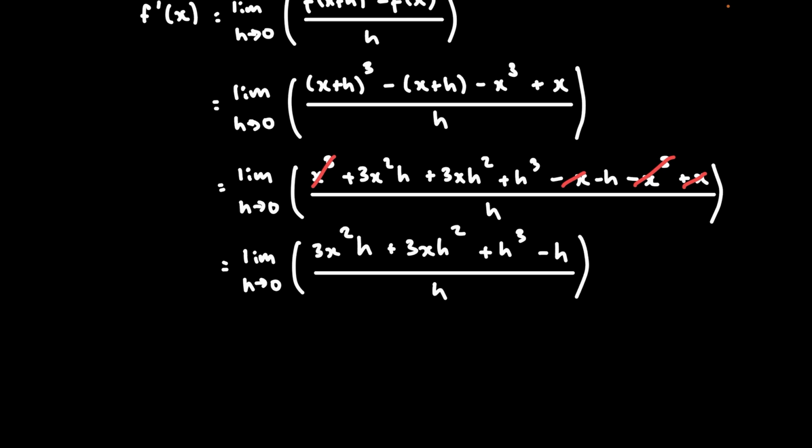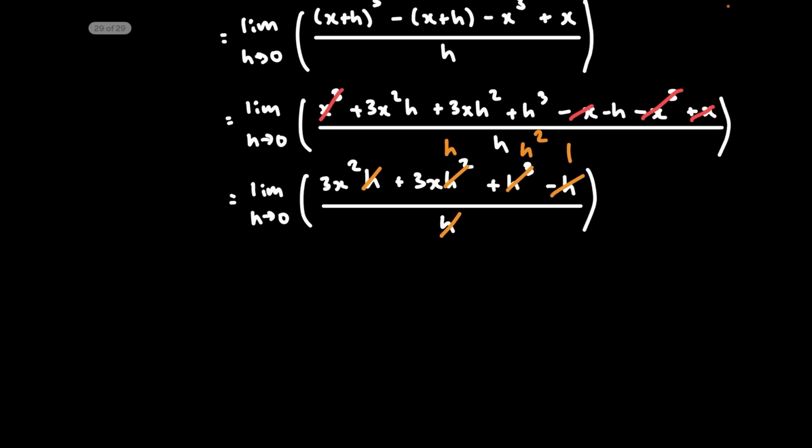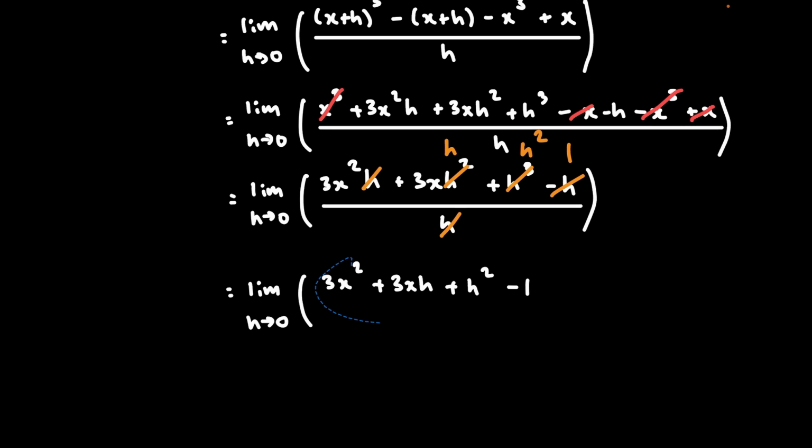So now we can simply start cancelling out the h terms. We can cancel out an h here and here. Here we cancel it out to get left with h. Here we cancel it out to get h squared. And here we cancel it out to get 1. So continuing, all we're left with is the limit as h approaches 0 of 3x squared plus 3xh plus h squared minus 1.